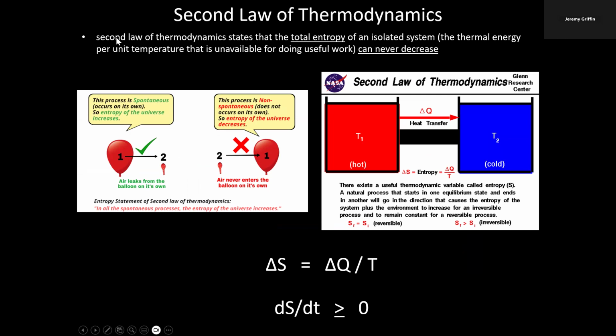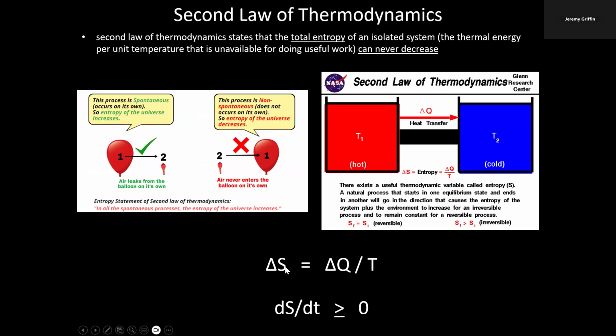Second law of thermodynamics. The second law states that the total entropy of an isolated system, or sometimes you see it as the universe in total, always increases or can never decrease. And entropy is thermal energy per unit temperature that's unavailable for doing useful work. So we're going to call entropy capital S. You guys see capital S?